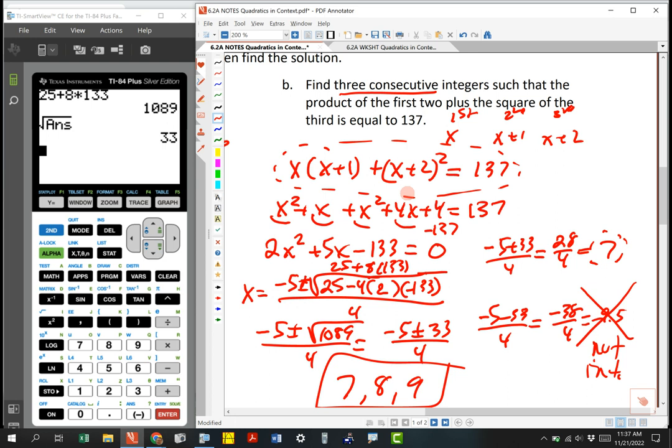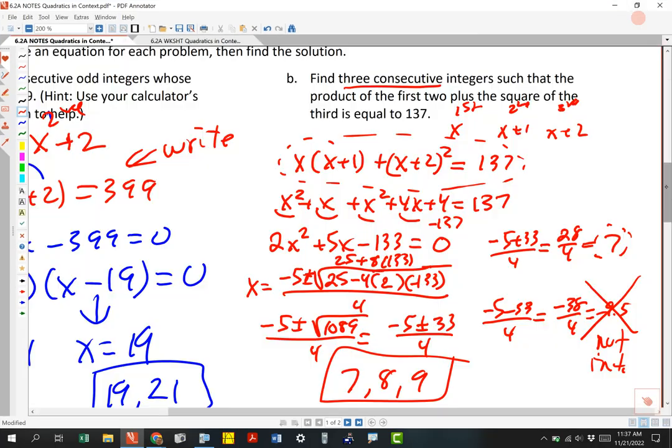Yeah, you could do that, but you're going to have to show algebraic work. We're not using graphing on this. Could you just guess and check? Sure, that's what I did, and it worked.